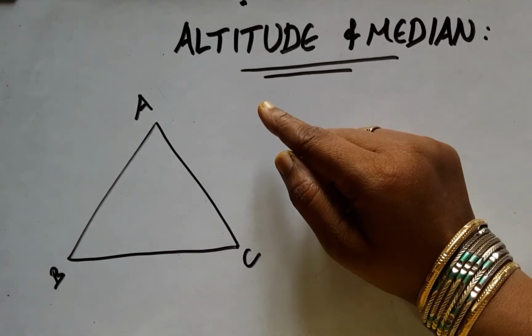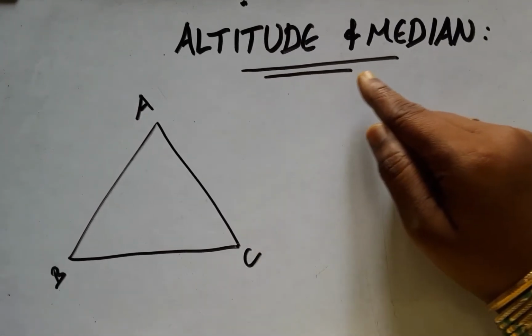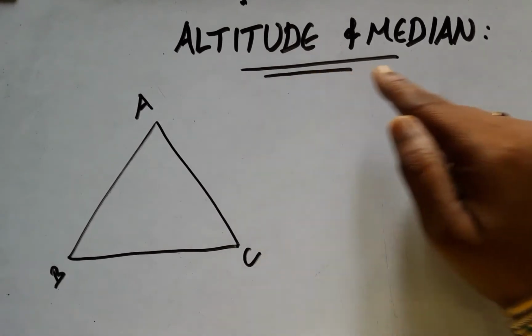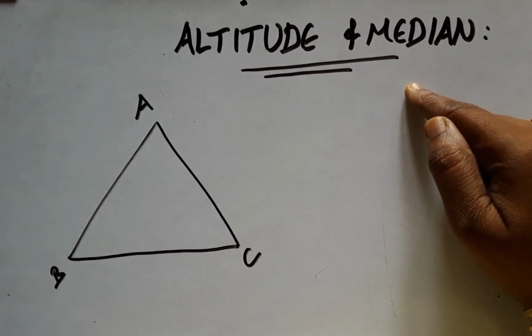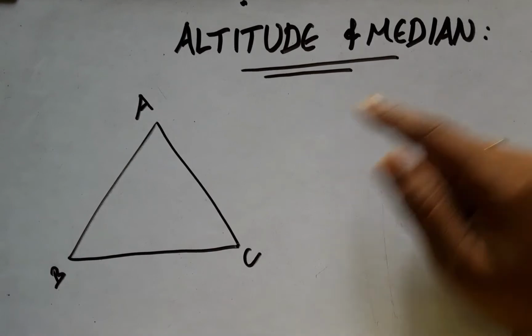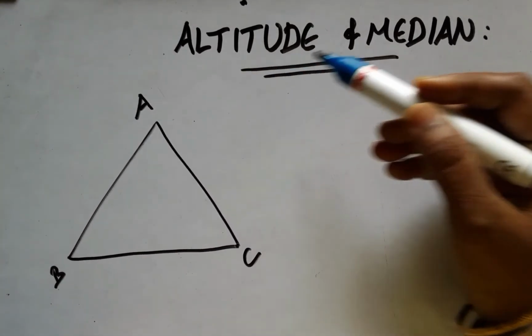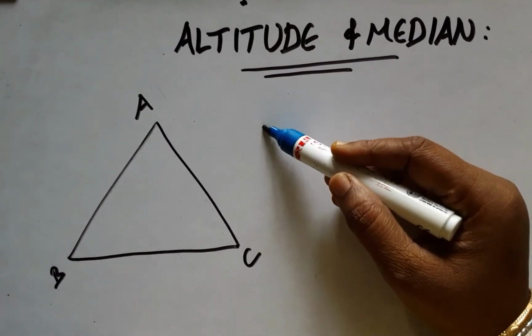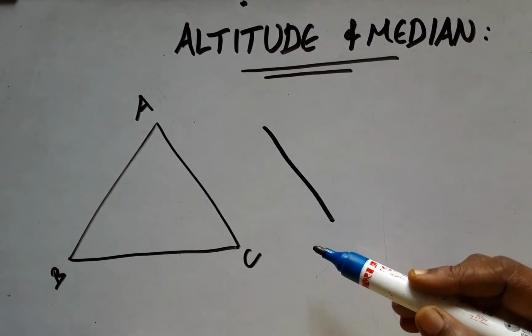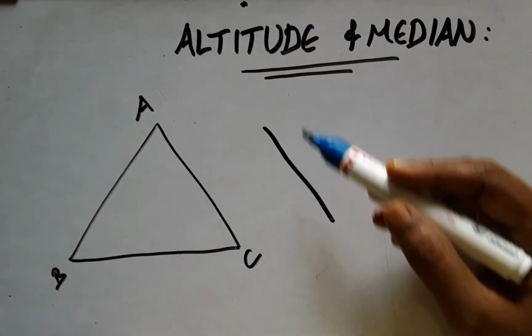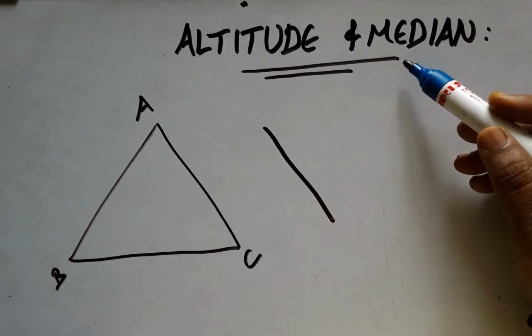Children, I would like to introduce you to a very important topic in triangles, namely altitude and median, which you should never confuse or intermix. Altitude and median both pertain to each side of the triangle. Every side of a triangle bears an altitude and a median.